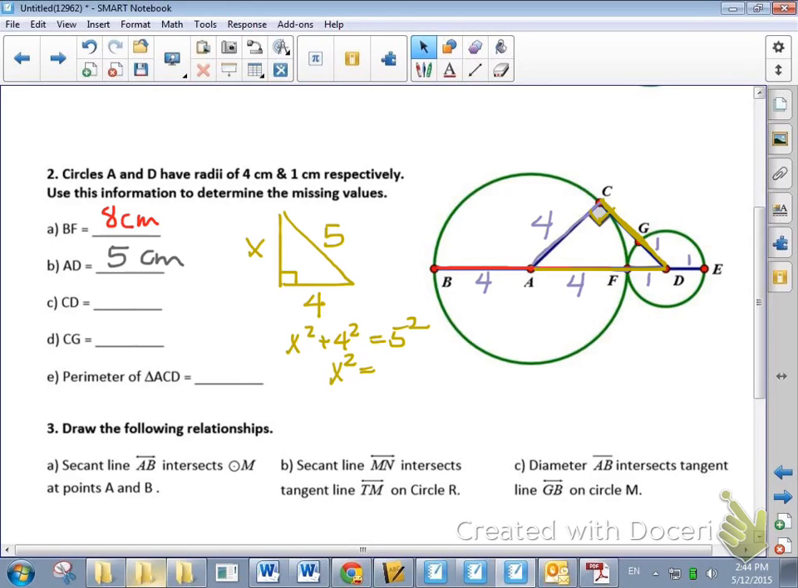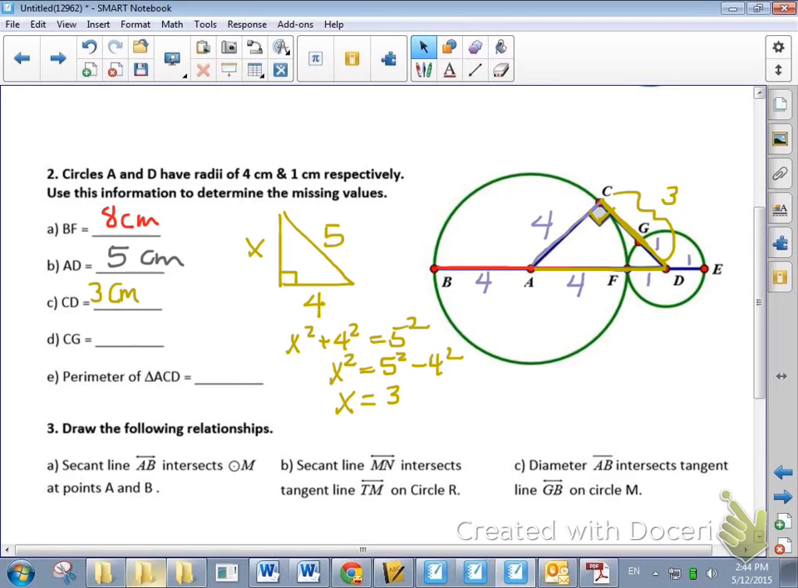So x squared equals 5 squared minus 4 squared. So that's going to give us x equals 3. Okay, so x, this was our whole length here. That's going to be 3. So CD is 3 centimeters.